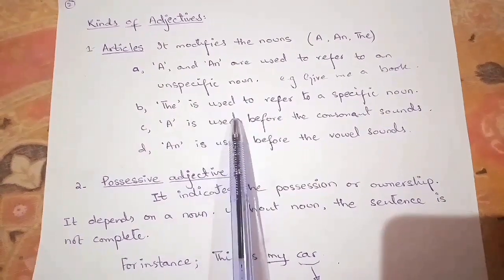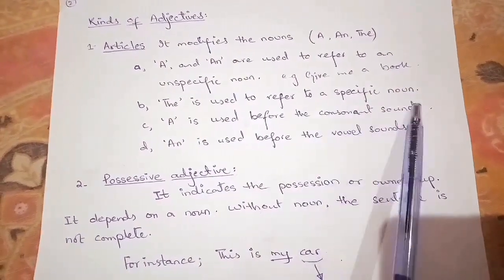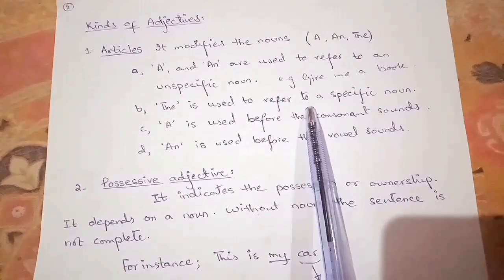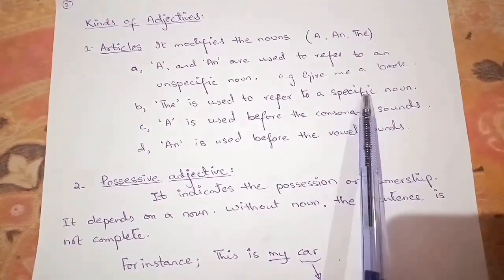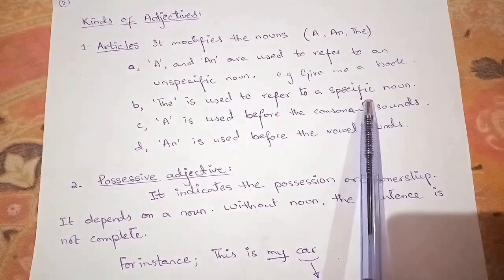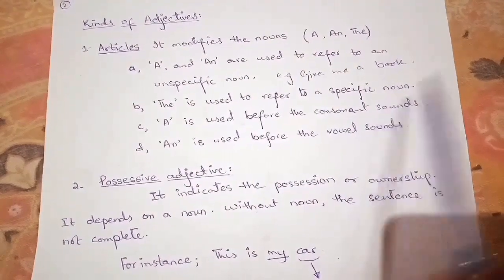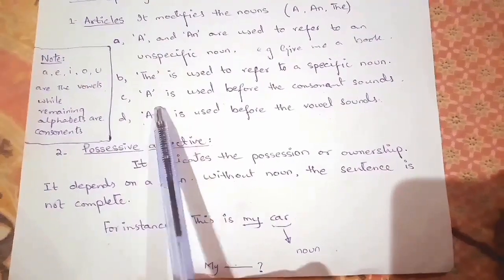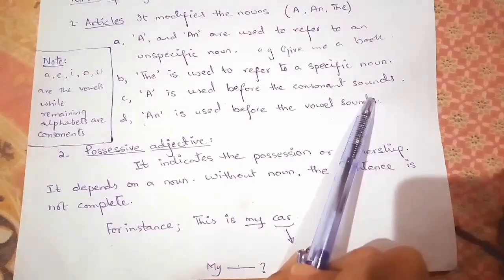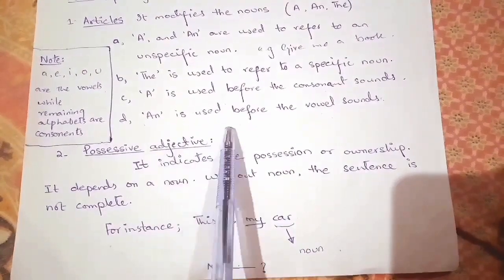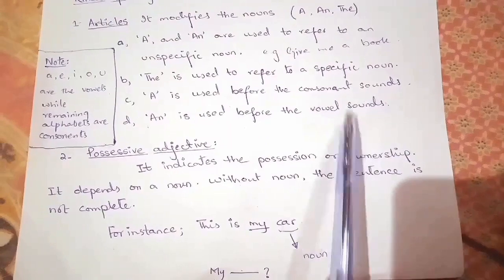Number B, the is used to refer to a specific noun. For instance, if I say, give me the English book. Over here, I have specified the name of the book. Number C, a is used before consonant sounds. An is used before vowel sounds.